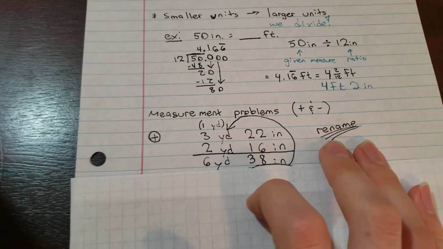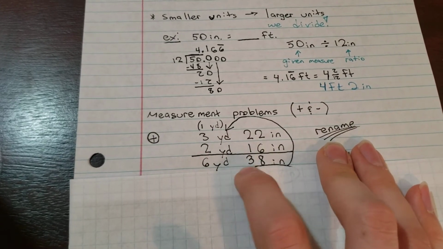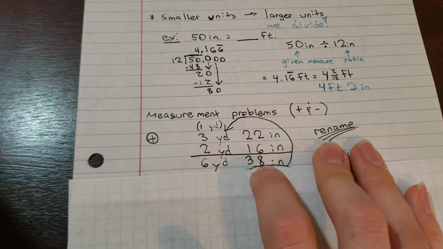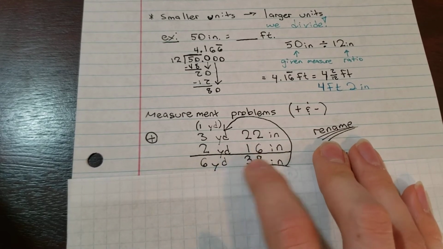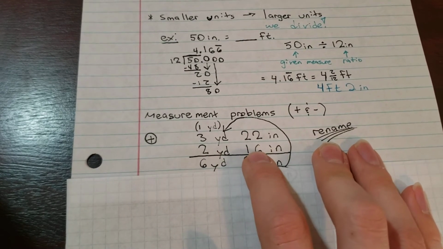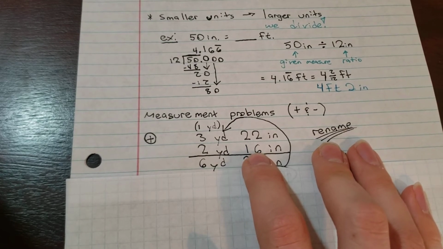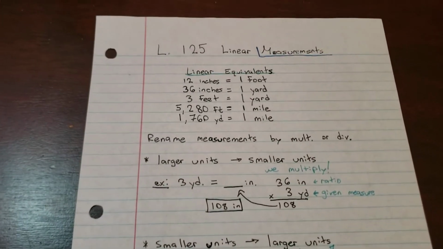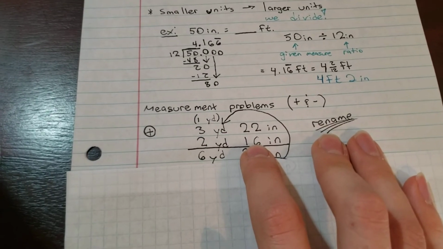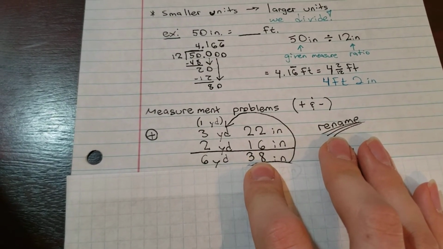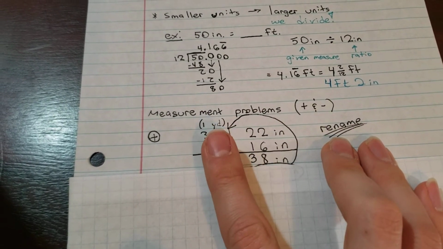Then we're going to add all these. So again, we're going to carry over as soon as we fill up a yard, in this case, with how many inches we have, right? Because 22 and 16 don't fill up a yard, right? They're less than the 36 inches, which do fill up a yard. However, 38 fills up the yard. So I need to carry over 1.